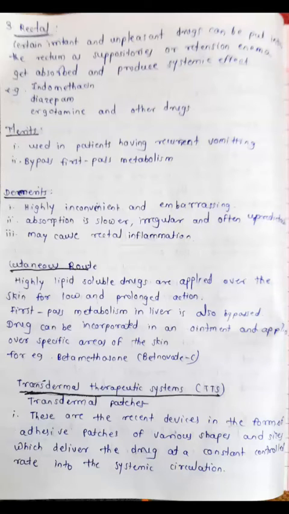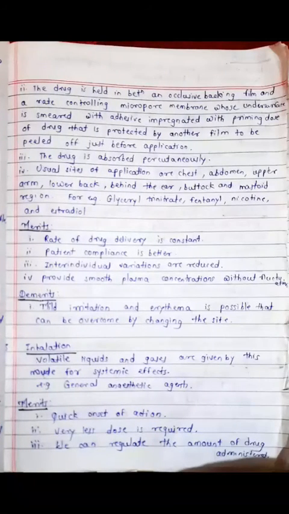Then write about the transdermal therapeutic system. An example of a transdermal therapeutic system is transdermal patches. These are recent devices in the form of adhesive patches of various shapes and sizes which deliver the drug at a constant controlled rate into systemic circulation. The drug is held in an occlusive backing film and a rate controlling micropore membrane whose undersurface is smeared with adhesive impregnated with a priming dose of the drug, protected by another film to be peeled off just before application. The drug is absorbed percutaneously. Usual sites of application are chest, abdomen, upper arm, lower back, behind the ear, buttock, mastoid region.